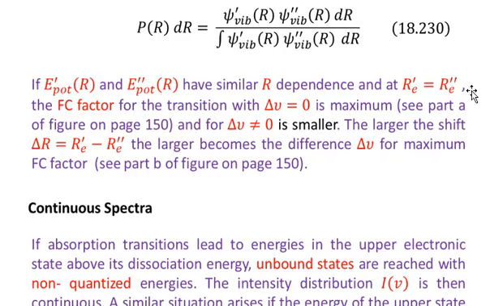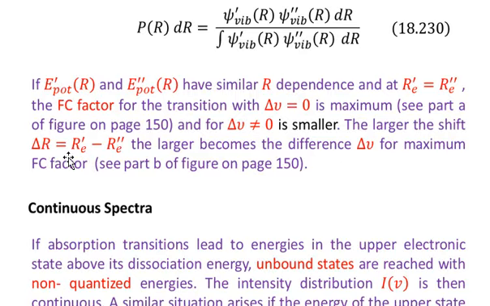And you see that when these two potentials have the same dependence, then of course at delta nu equal to 0, you have the maximum Frank-Condon factor. But when there is a deviation between the two potentials, or if you consider delta nu not equal to 0, then the Frank-Condon factor will give you a smaller value, the larger the shift delta R, which is equal to Re single prime minus Re double prime.